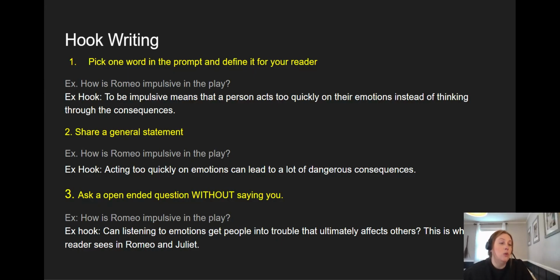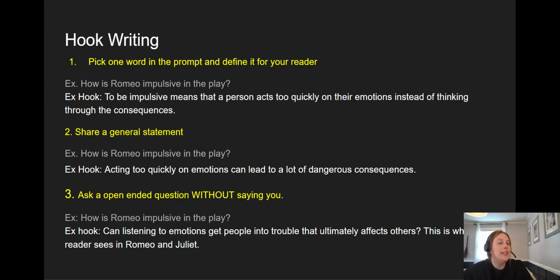Okay, so an example of this is how is Romeo impulsive in the play? All right, that's our thesis. Okay, so let's look at, can listening to emotions get people into trouble that ultimately affect others? This is what the reader sees in Romeo and Juliet. Then you can go straight into your hook. So notice I did not ask my reader something directly. I didn't say you. Have you ever listened to people's emotions? Have you gotten into trouble based off of impulsivity? Right? It was a broad, open-ended question without saying you.